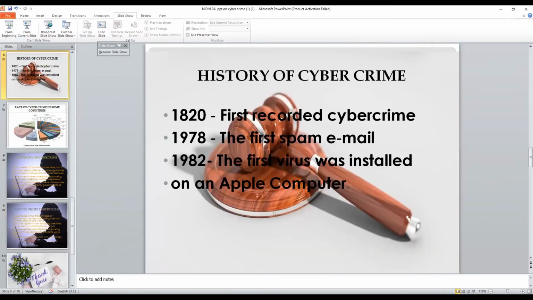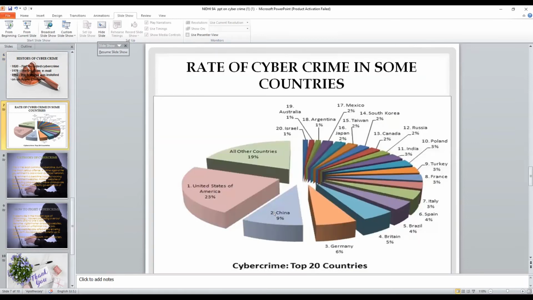Then we have the history of cybercrime. The first record of cybercrime was in 1820, the first spam email was in 1978, and in 1982 the first virus was installed on an Apple computer. If we talk about the rate of cybercrime in some countries, it is highest in the United States of America, then China. If we talk about India, it comes in 11th position and has 3% of cybercrime compared to all the countries.